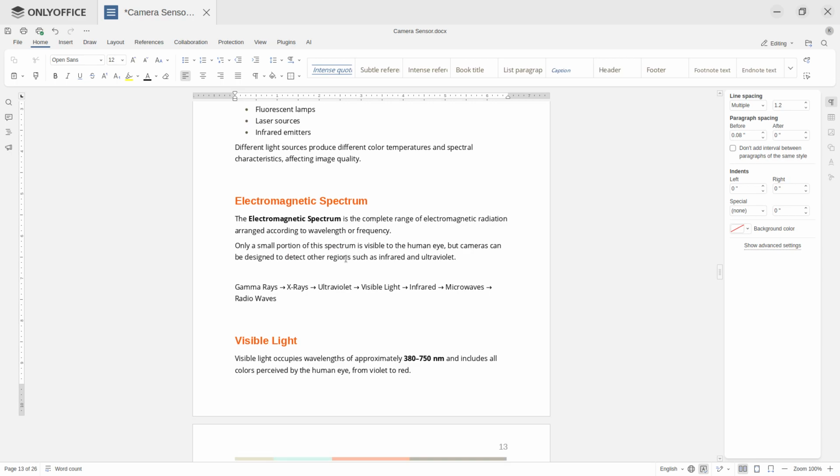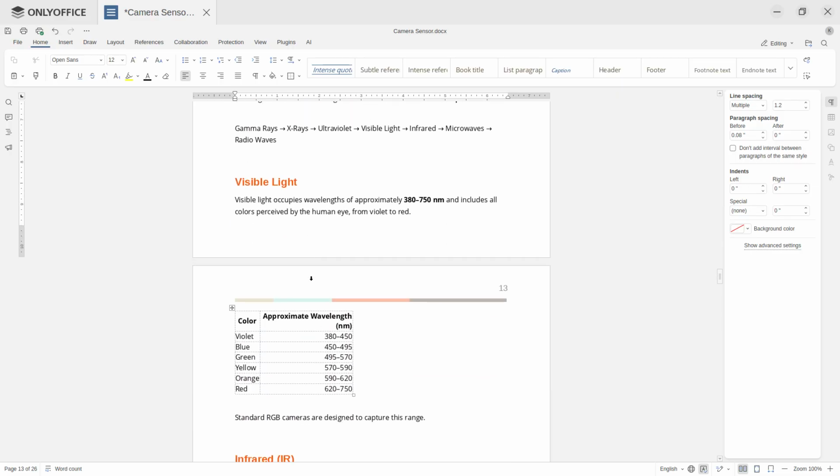Only a small portion of the spectrum is visible to human eyes, but cameras can be designed to detect other regions such as infrared and ultraviolet. That's why you have cameras which are called infrared cameras, right? They can detect light in the infrared region. So you have a broad range of the electromagnetic spectrum: gamma rays, X-rays, ultraviolet, visible light, infrared, microwaves, radio waves. This is what it is.